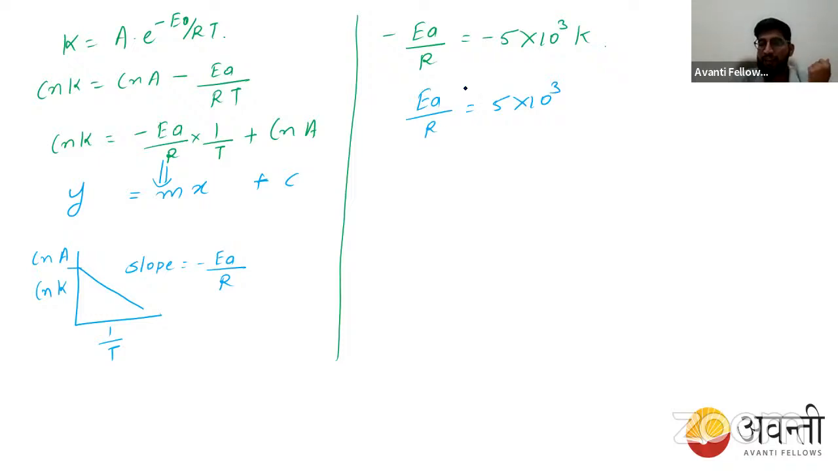From that I can find out the value of Ea, that is activation energy. I know that R value is equal to 8.314. So put the value and get the answer. Ea is equal to 5 into 8.314 into 10 to the power 3. So what is the final answer then? It will be 41.5 kilojoule per mole. So this is the activation energy we have to calculate.